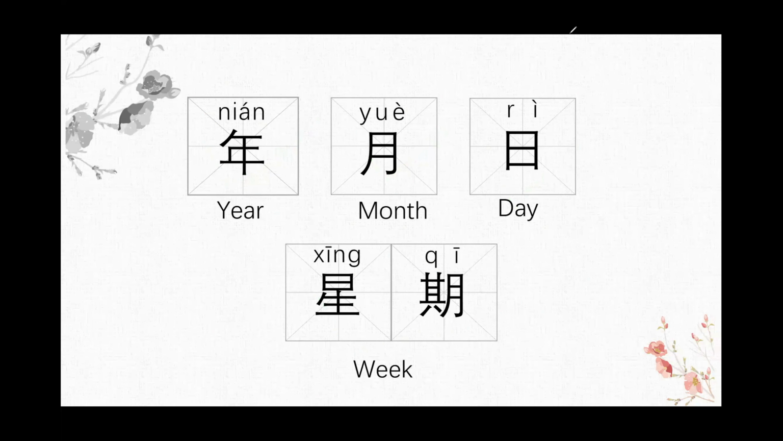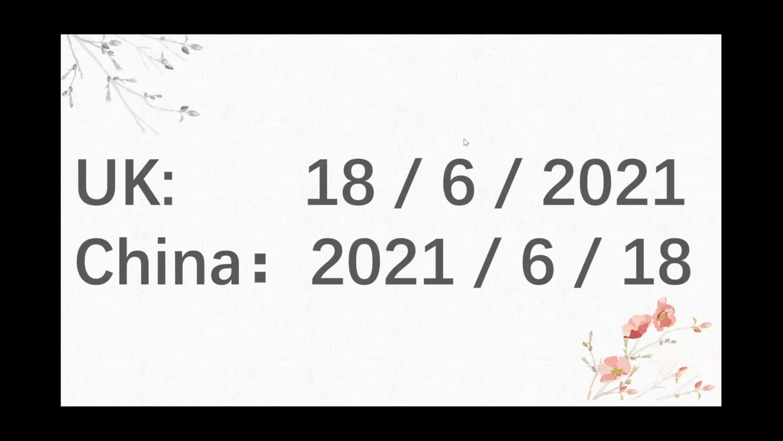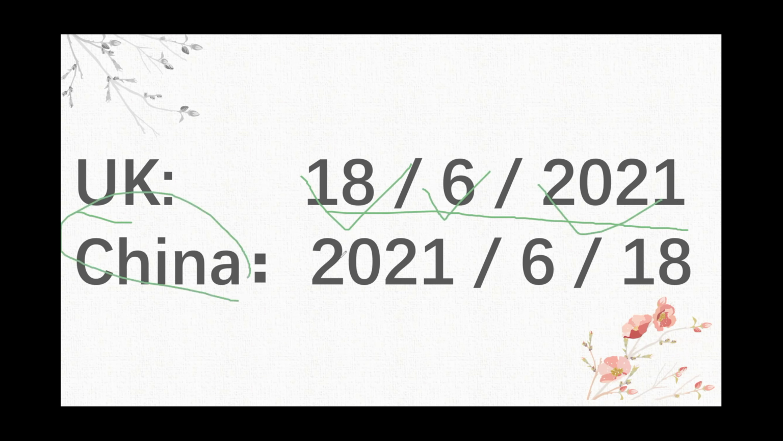All right, so now let's see the date. You see here, this is the order of the UK date, right? 18th June 2021. So you will see day first, and then month, and then year. In China, our date order is totally different from the UK, just opposite. We say year first, and then month, and then the day part. So that is the second thing you have to know, the different order.